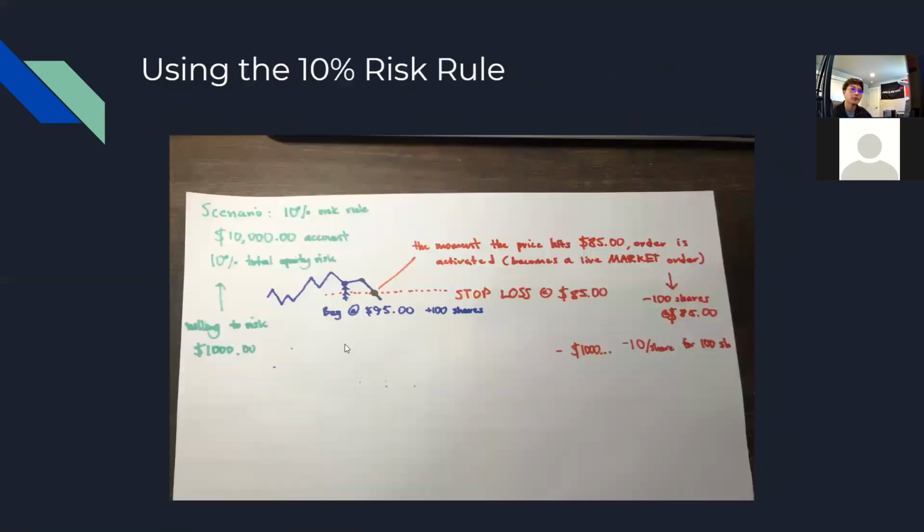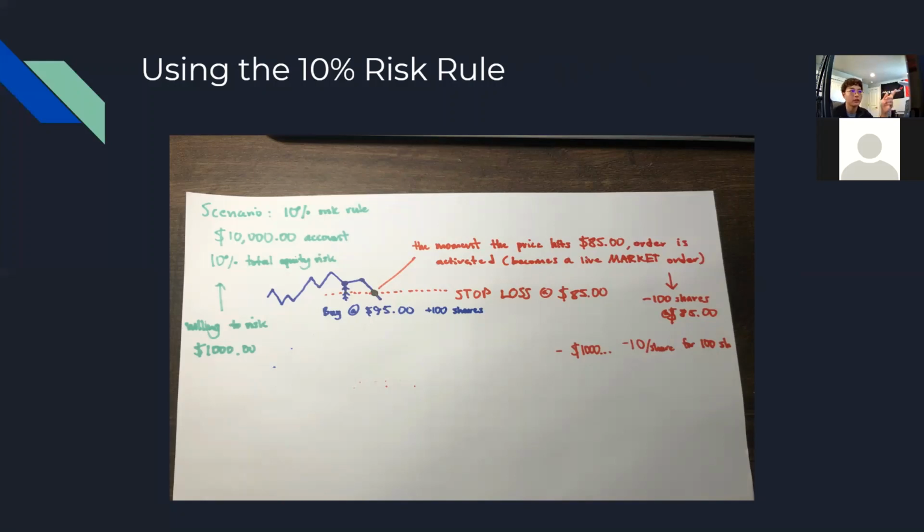As I mentioned, with the 10% risk rule, a general rule is to only risk 10% of your total account for each trade. So let's say you had a $10,000 account, that would mean you're only willing to risk $1,000 per trade. The moment you decide you want to risk only 10%, that's when you should calculate where to set your stop loss.